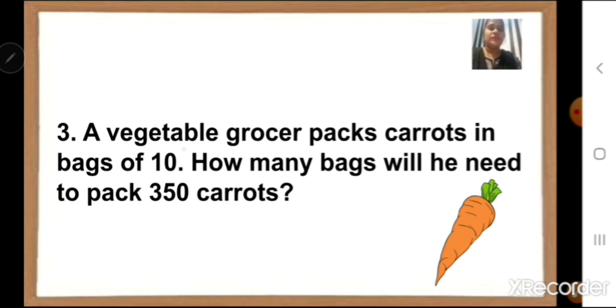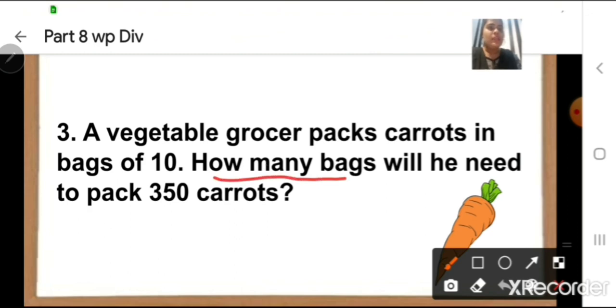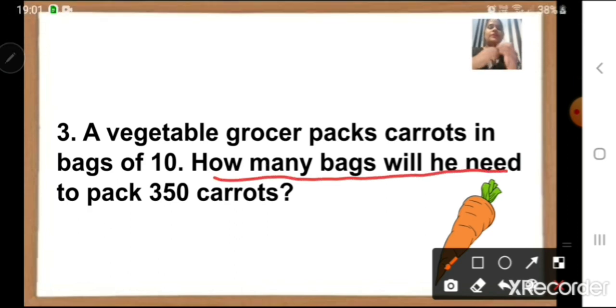Then they have given that he packs carrots in bags of 10. So he is packing them into 10s. Like in one bag there are 10 carrots. In each bag there are 10 carrots. We have to find out how many bags he will need. That means the third statement is what we have to find out: how many bags will he need. The total number of bags required, that we have to find out.